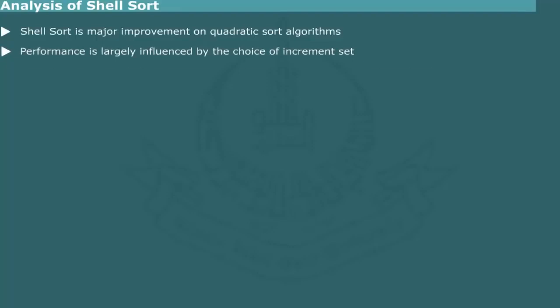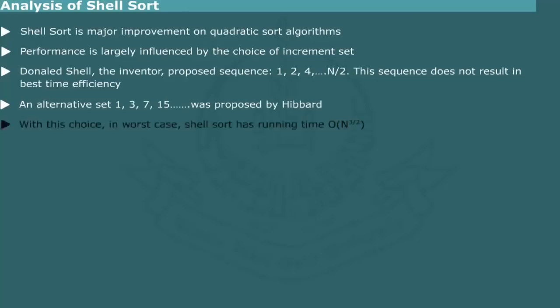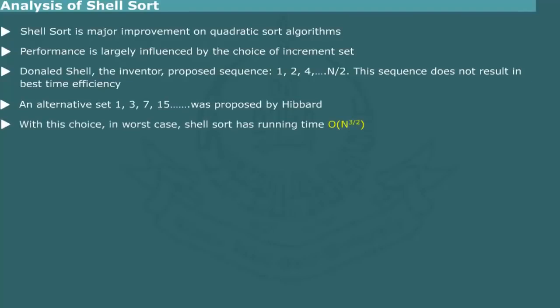The inventor of shell sort has proposed the sequence 1, 2, 4 up to n by 2 for an array of size n. It has, however, been discovered later that the choice does not produce the best results. An alternative set 1, 3, 7, 15 was proposed by Hibbard. With this choice, it is shown that in the worst case, shell sort has running time O(n^(3/2)).